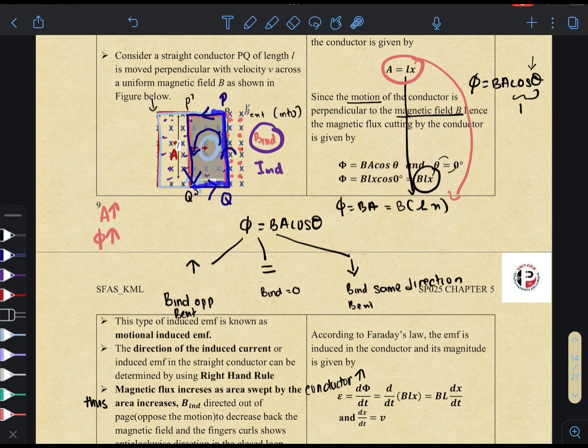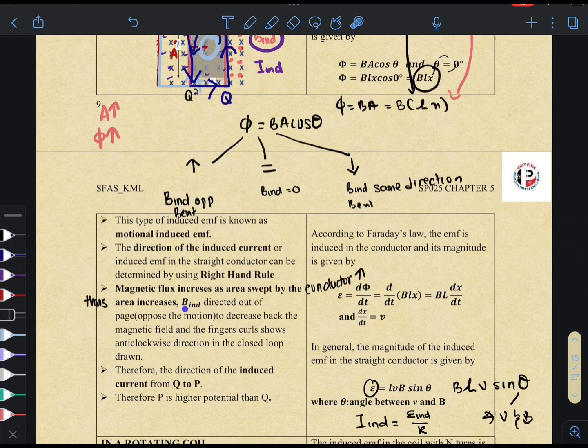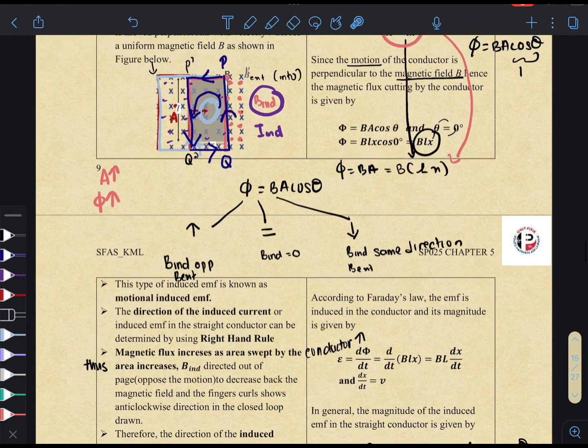So, this is the direction of your I-induced flow, anti-clockwise direction. Okay, so kalau kamu tengok dia kata B induced directed out of the page to decrease back the magnetic field and the fingers curl shows anti-clockwise direction in the closed loop drawn. So ini adalah closed loop yang kita lukis, iaitu di antara kedudukan asal dia dengan kedudukan akhir dia, which was the delta A tadi tu.